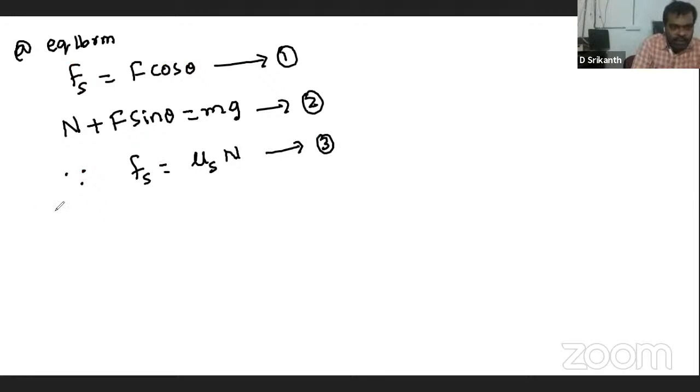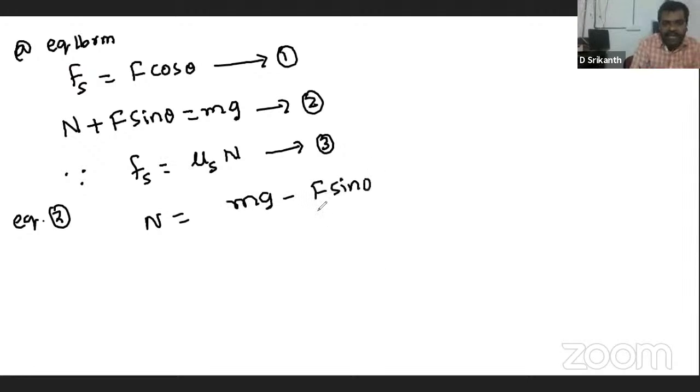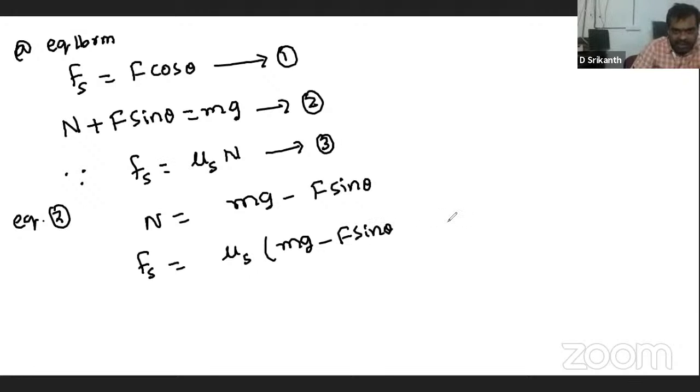From equation 1, the normal force can be written as mg minus capital F sin theta. Be careful with capital F or small f. While writing in your notebook, Fs is equal to mu s into N; substitute in equation 3: mu s times (mg minus F sin theta). Call this equation 4. See equation 1 and equation 4.